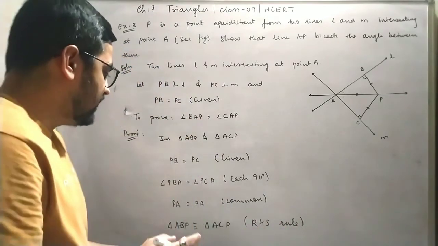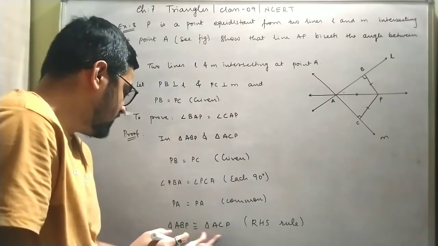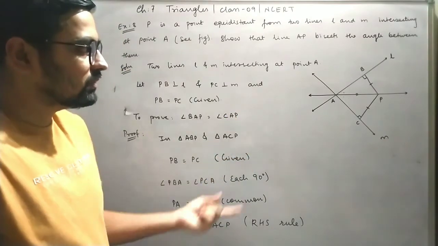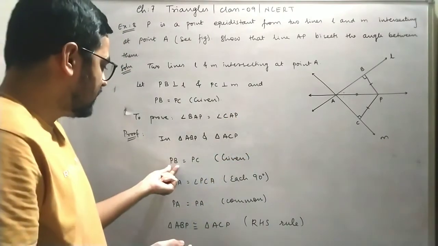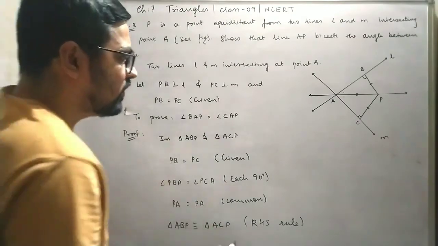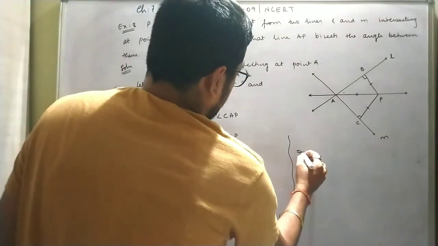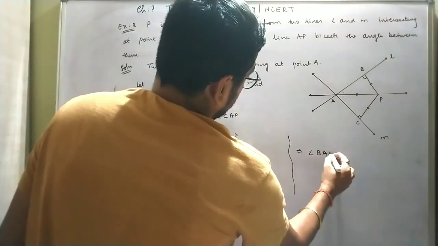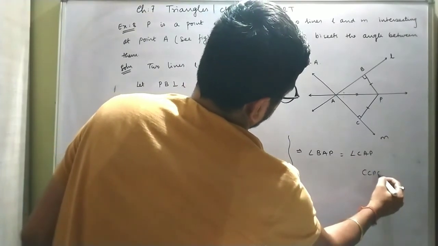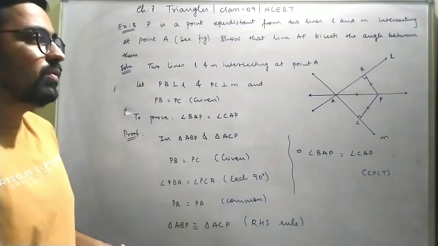We'll check whether we have written it correctly. PB equals PC, right? PA common. So that means BP equals CP, and that means AB equals AC. But that is not the required criteria. Our required criteria, by CPCT, is that angle BAP equals angle CAP by CPCT, and that is what we wanted to prove. And this is how we get it.